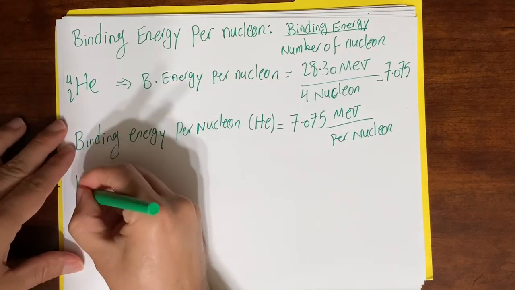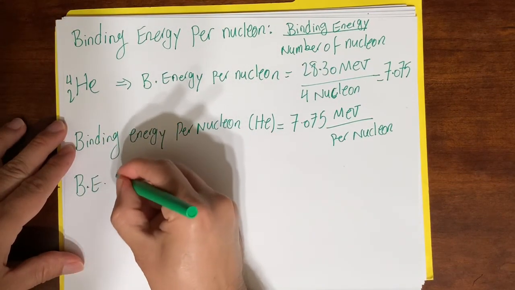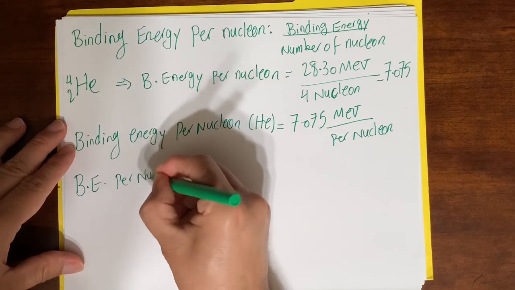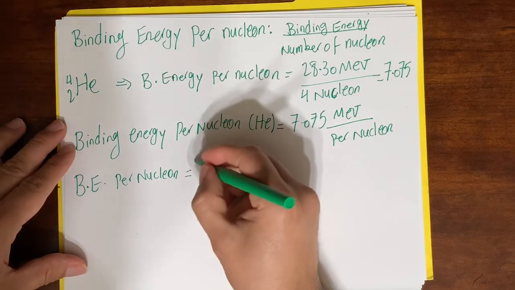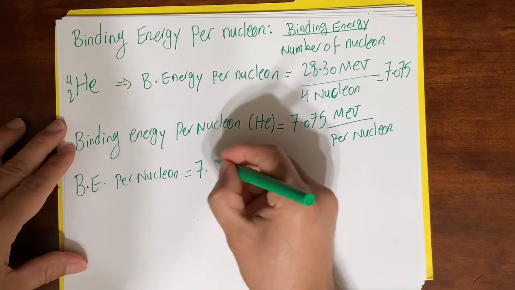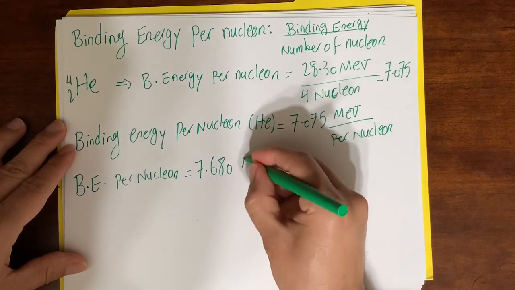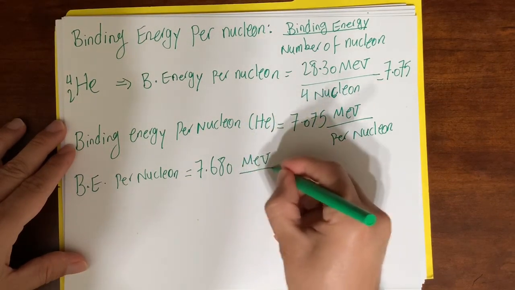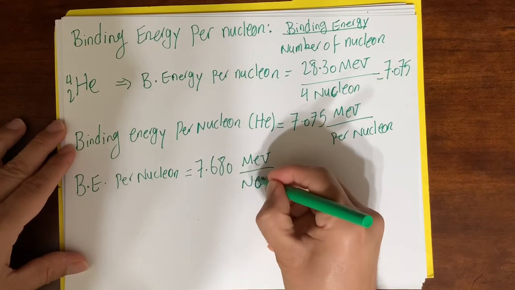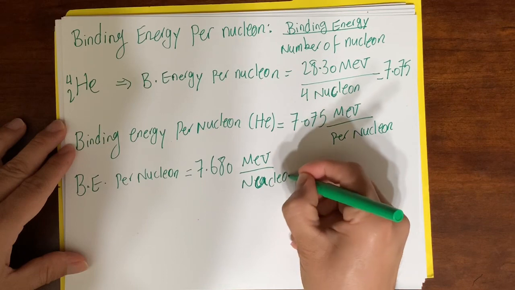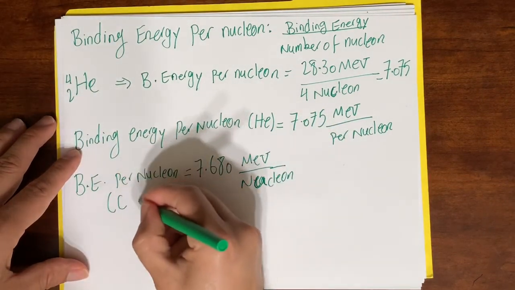For carbon, binding energy per nucleon is equal to 7.68 mega electron volt per nucleon. Okay, this is carbon.